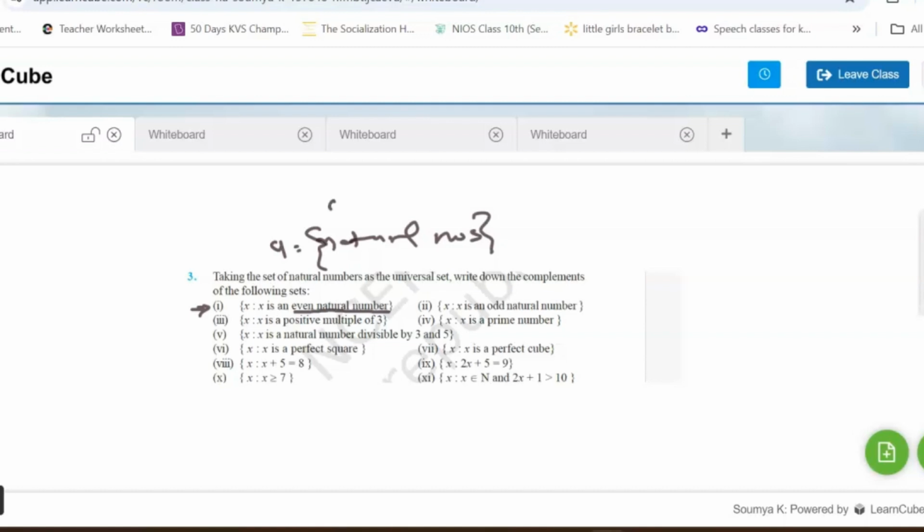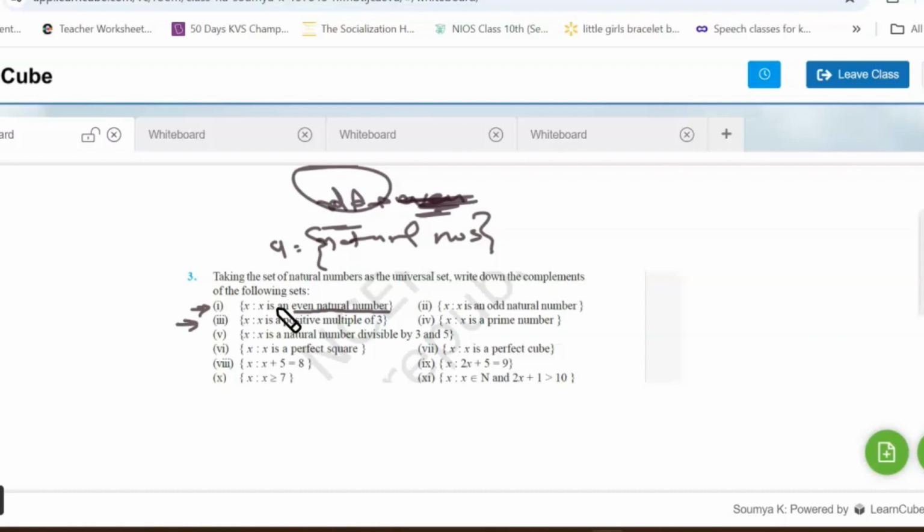Two kinds of numbers are there, that is odd plus even. Everything is there. Odd numbers are also there, even numbers are also there. So this is even numbers. Remove that and only odd numbers will be remaining. So that will be the answer for the first question. In the same way you can do the second one also.